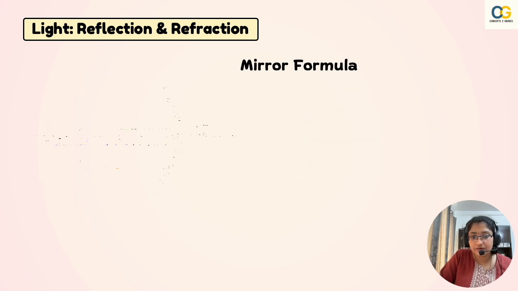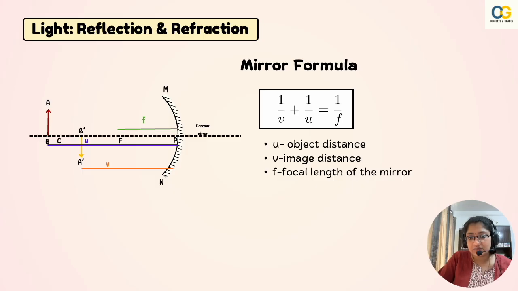Now coming to the mirror formula. That is what is called the focal length of the mirror. Similarly, even for a concave mirror, you have to take these values as per the sign convention to solve your numericals.